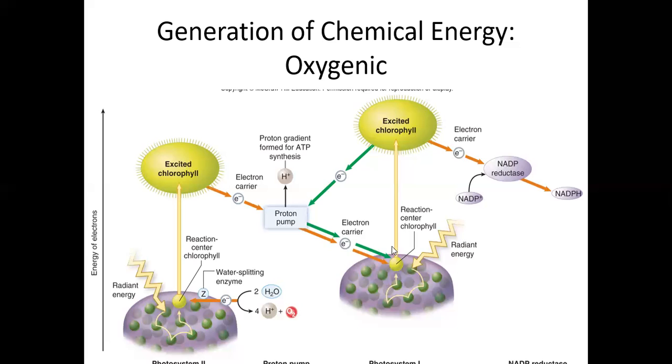Then sunlight excites photosystem 1. You get another excited chlorophyll electron carrier. And then you reduce NADP to NADPH. And then you can use that in biosynthetic reactions. One more.